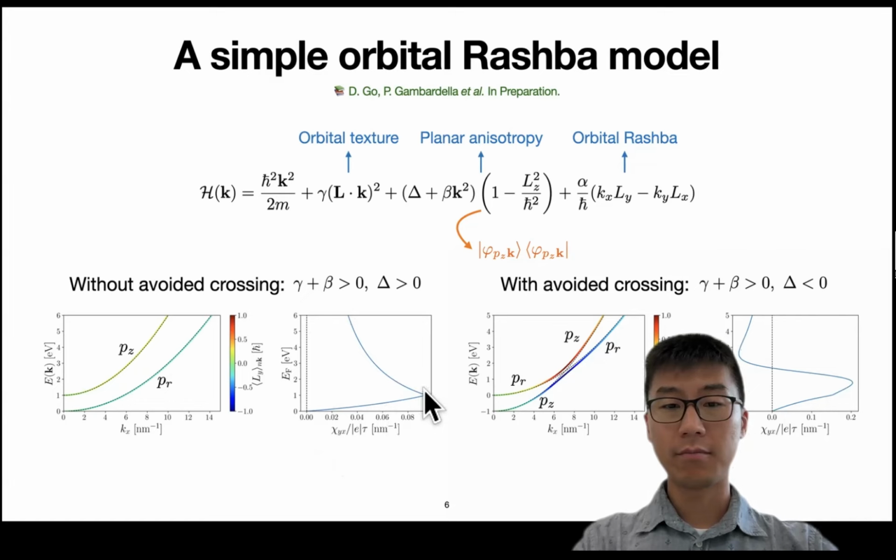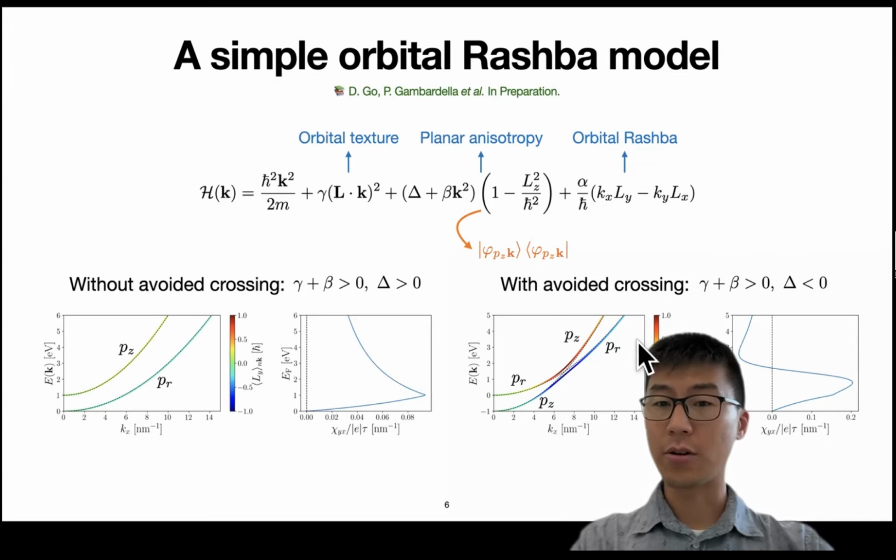And this trend is coming from first the positive contribution from the P radial band, and then once the Fermi energy reaches the band bottom of the PZ band, it starts to decrease because the sign of the angular momentum is opposite to the sign of the PR band.